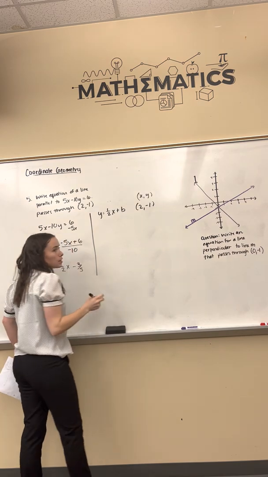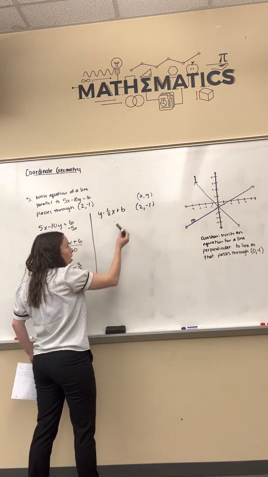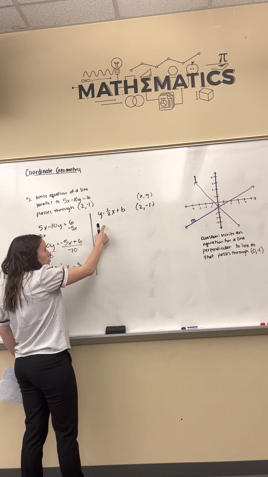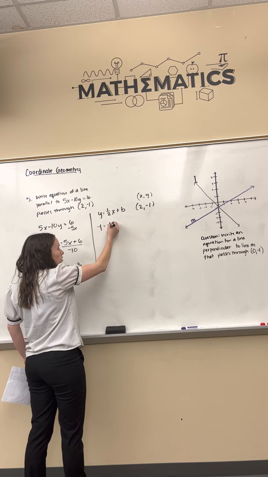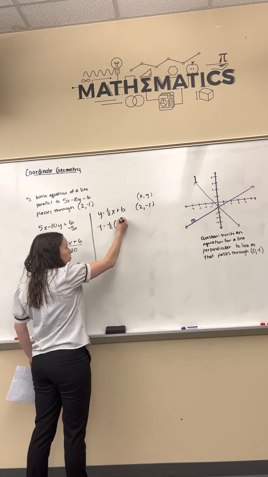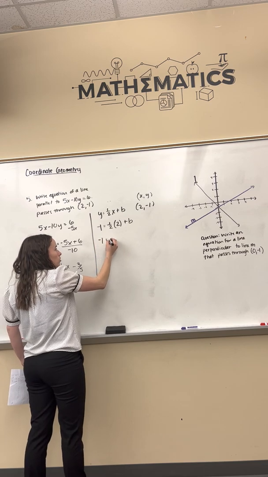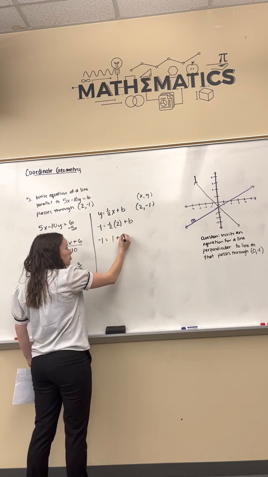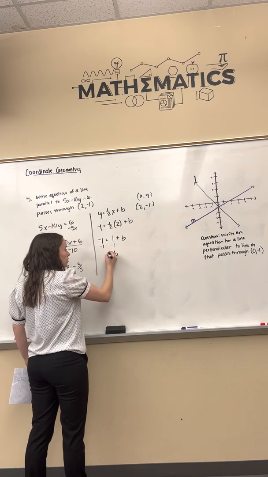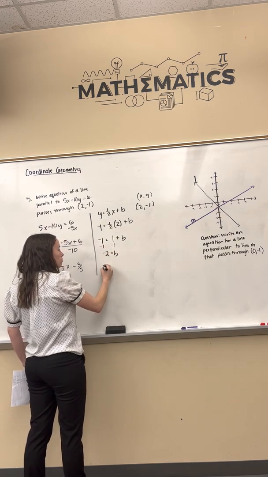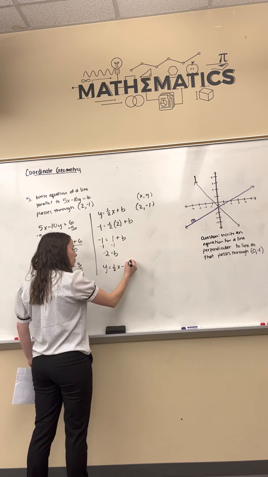keeping in mind that when we're graphing, our ordered pair always has x first and then y. So we're just going to plug those in. So I have -1 for y equals 1/2 times 2 for x plus b. -1 equals 1 plus b. Then we have to subtract 1 and b equals -2. So our line is y equals 1/2 x minus 2.